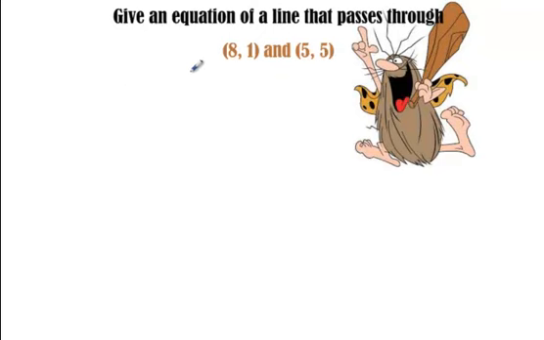Alright, give an equation of a line that passes through (8, 1) and (5, 5). Okay, I don't just have a point, I've got two points, but I don't have a slope at all. But that's okay. You know how to find slope. The slope equation is y sub 2 minus y sub 1 over x sub 2 minus x sub 1. And it doesn't matter which one you pick as your first point.